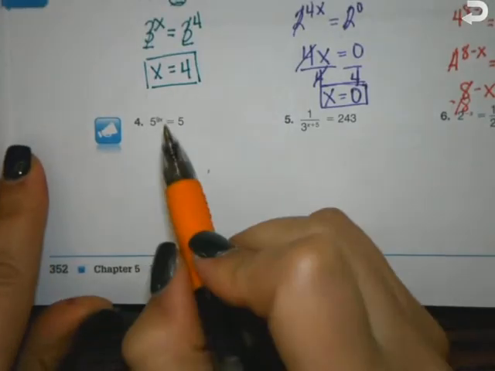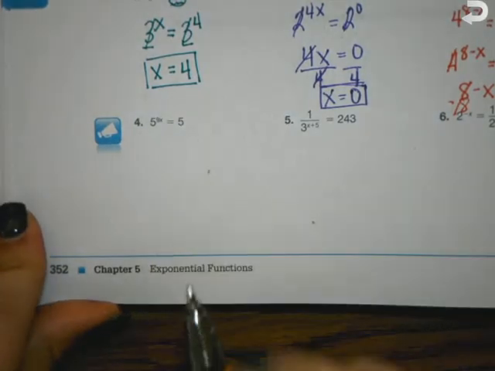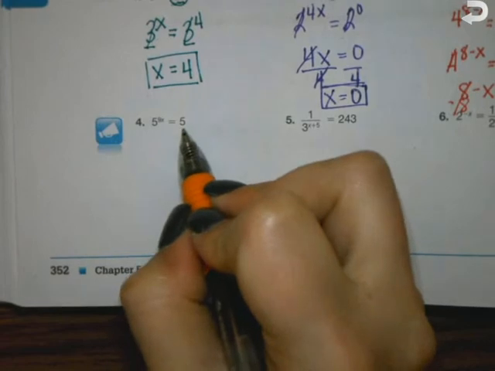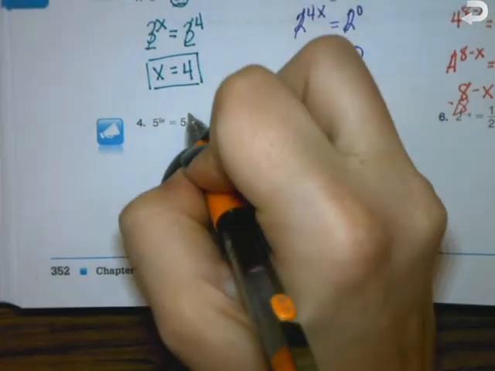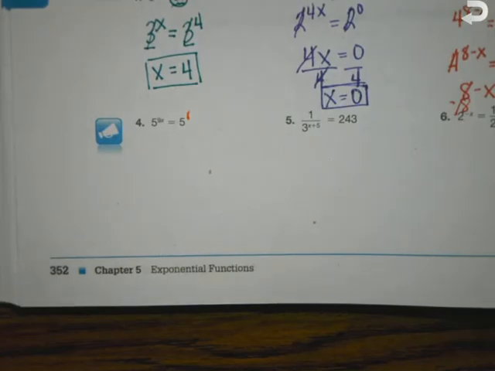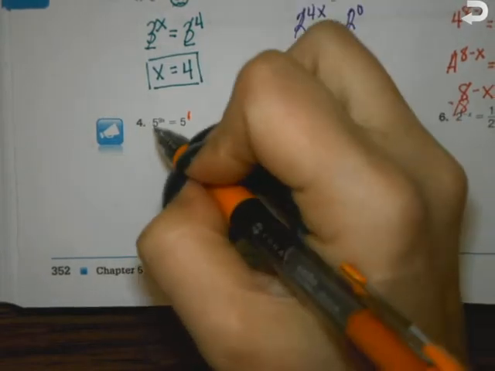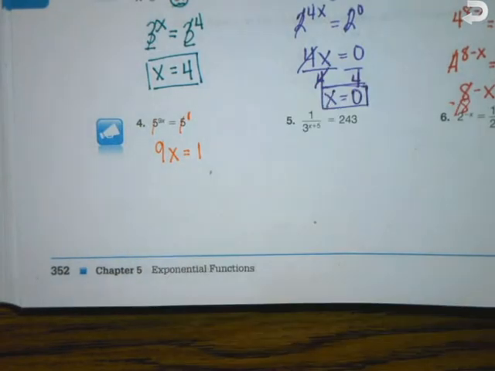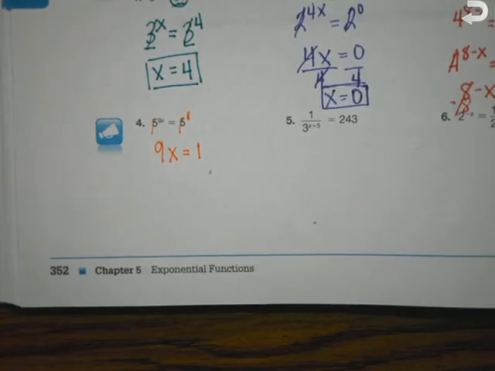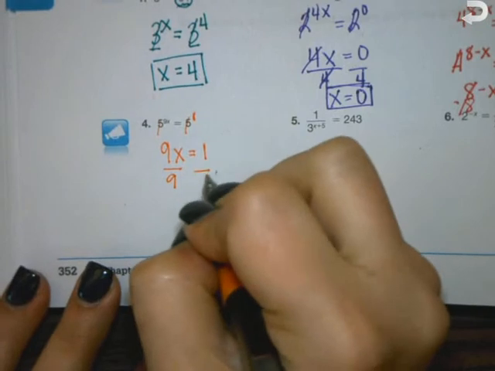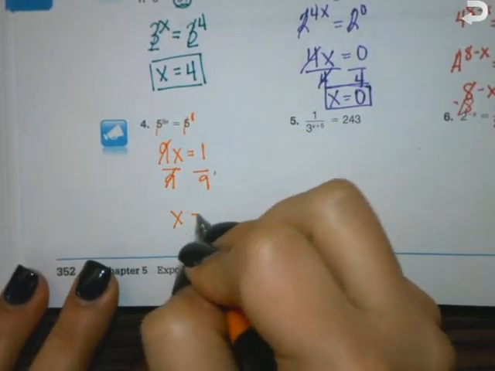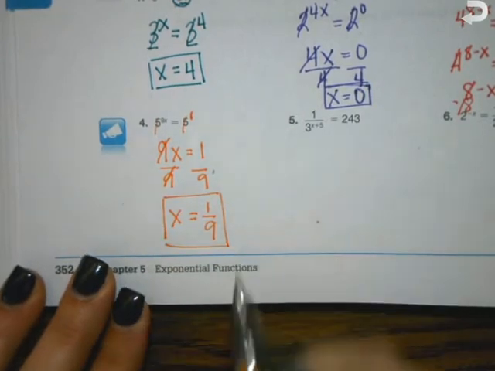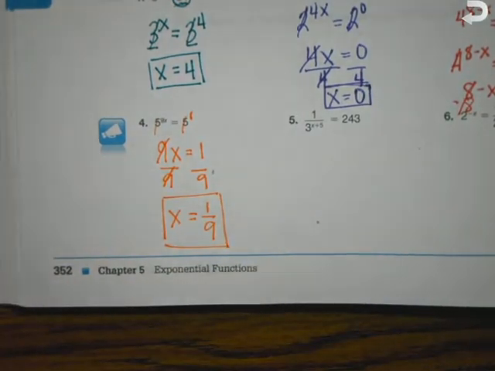5 to the 9x equals 5. Do I have the same base? Yes. What's the exponent of this guy? A 1. So why don't you just write the 1 in there for right now? Now I have the same bases, so drop them, and we get 9x equals what? Equals 1. So what would you do to solve for x? Divide by 9. So what do we get in this case? X equals 1 over 9. Not too bad?